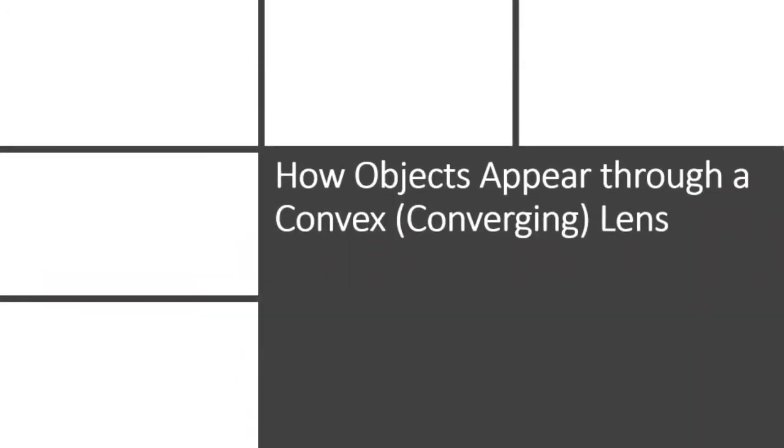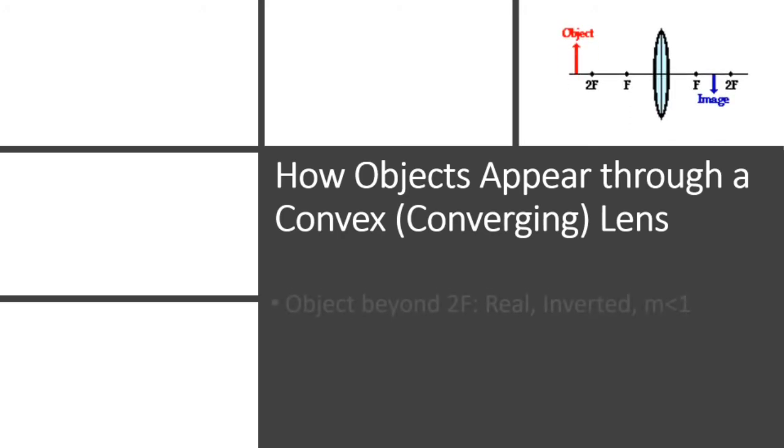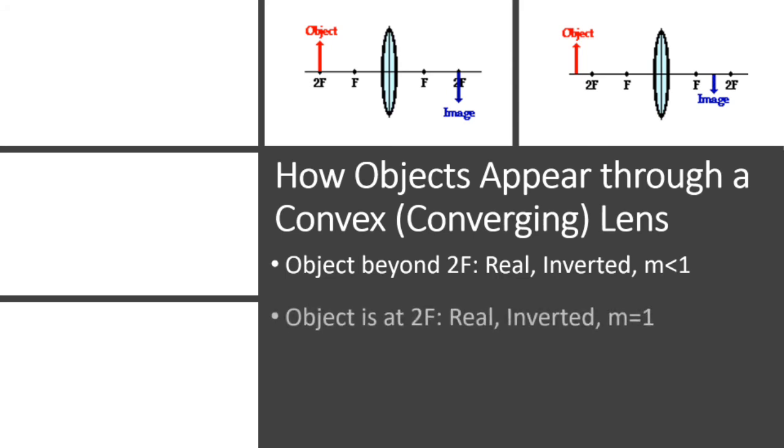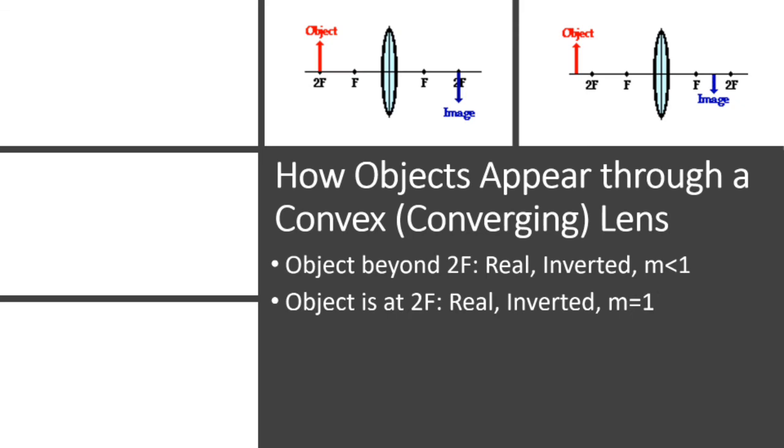How objects appear through a convex or converging lens. So if the object is beyond 2f, it's going to be real, inverted, and your magnification is less than 1, meaning it's going to get smaller. If it's at 2f, just like with the mirrors when it's at C, the image is going to be real and inverted, and your magnification is equal to 1, meaning it stays the same height.